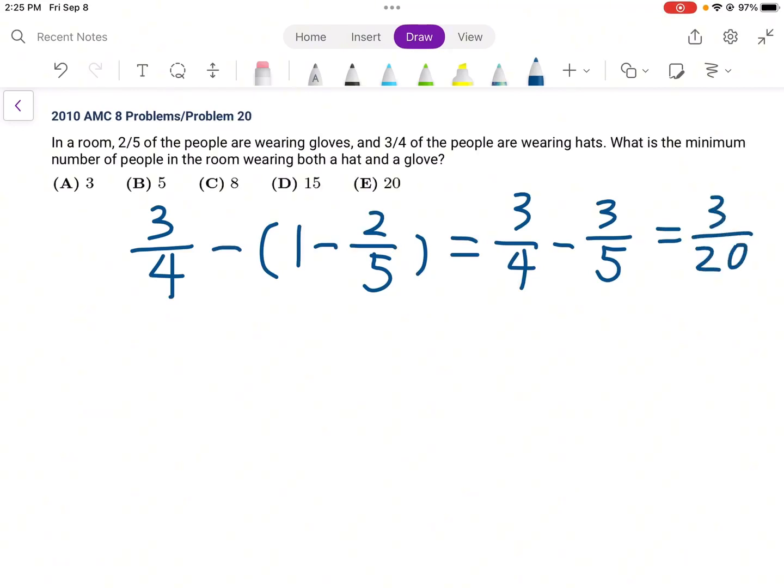And that equals 3/20. Because the number of people in the room will be an integer, for this ratio 3/20 to multiply the number of people in the room to make the result an integer, the number of people has to be at least 20. So the minimum number of people in the room wearing both a hat and a glove will be 3/20 multiply 20 equals 3. The answer is A.